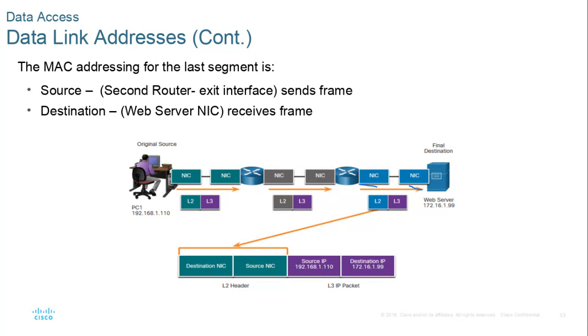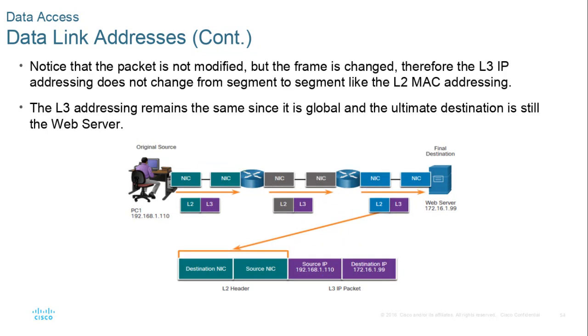The original data, like the envelope in the mail, doesn't get altered. These numbers do not get altered. The information does not get altered. And finally, the receiving machine receives it, and the final destination, the layer 3 addressing remains exactly the same.